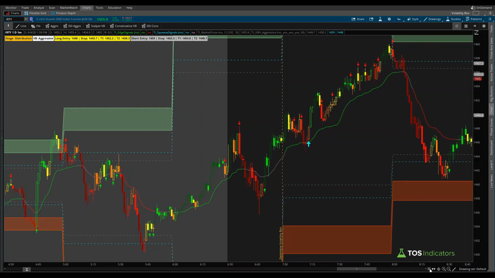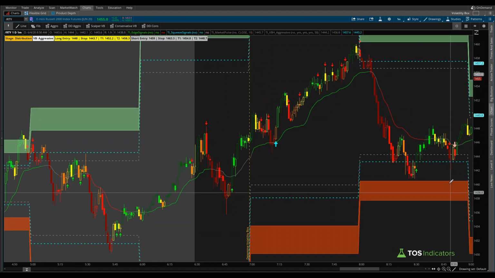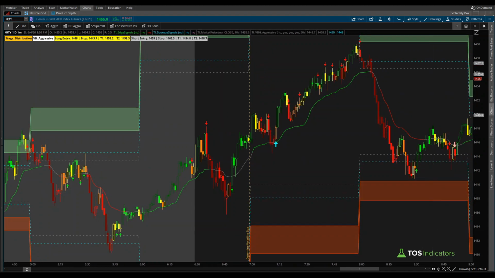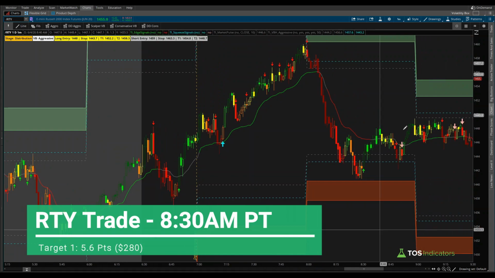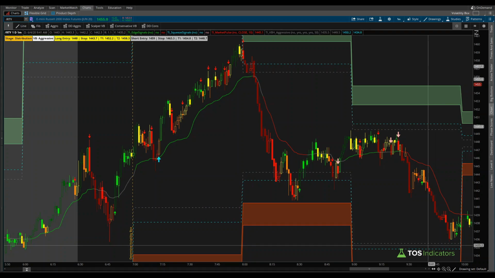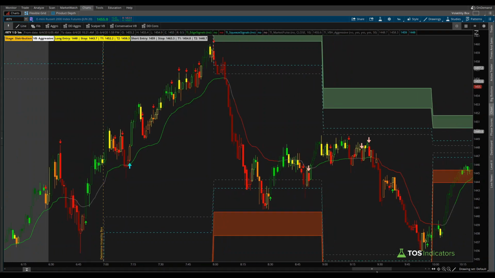And so if we keep zooming forward here, we had an opportunity of retest in which our order got filled to get long the Russell, and we ended up making a move in that 5.6 point direction and then some before the Russell ultimately started to turn back around. Now we're once again looking for another opportunity to enter.